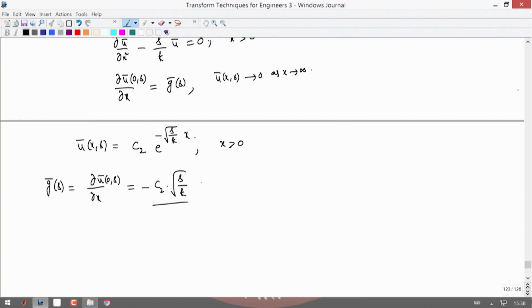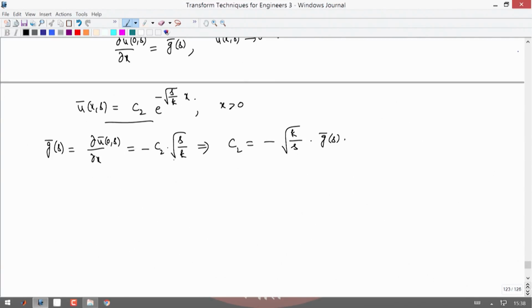So that gives me C2 equal to minus root k by s times g bar of s. This you substitute into the general solution. So you get u bar of (x, s) as minus root k times g bar of s times e power minus root s by root k times x, divided by root s.